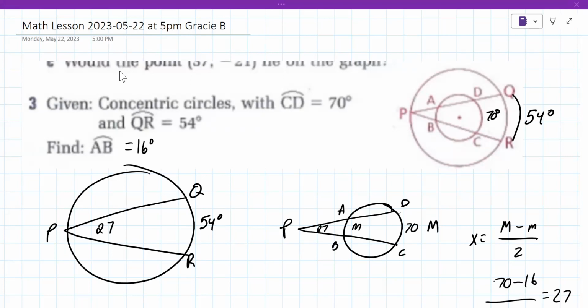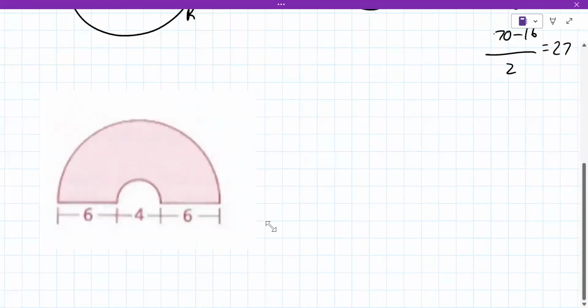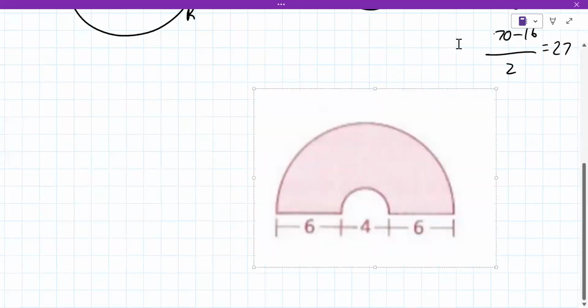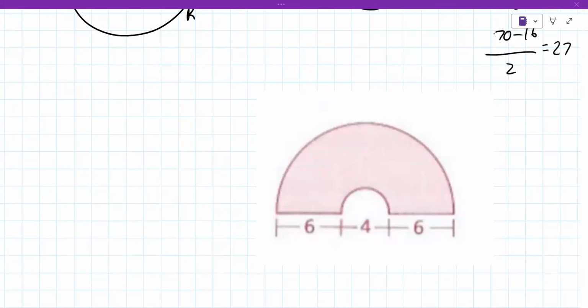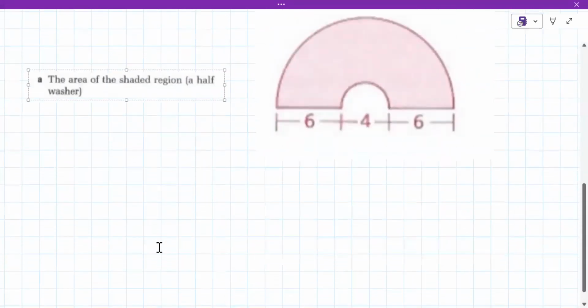Ready to go on to 18? Yes, please. All right, so this is the figure. I'm going to snip in the question here. I want you to find the area of the shaded region.